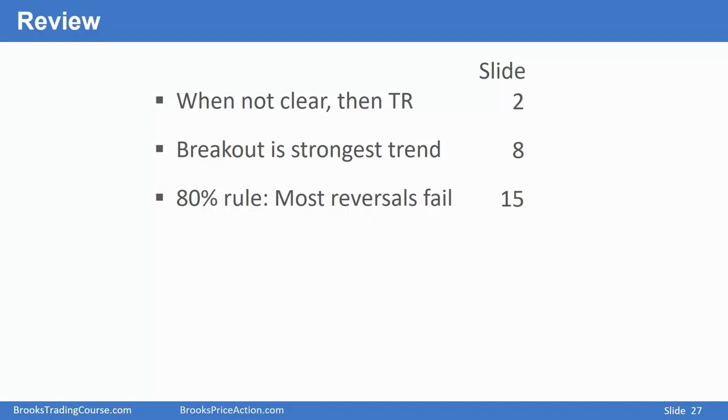80% rule, most reversal attempts fail. 80% of reversal attempts will fail. So instead of selling in a strong bull trend, you should be buying. Instead of buying in a strong bear trend, you should only be selling.